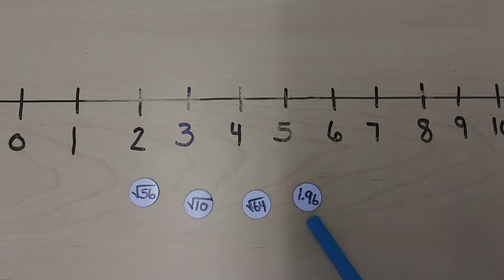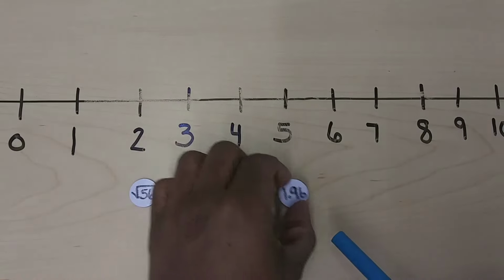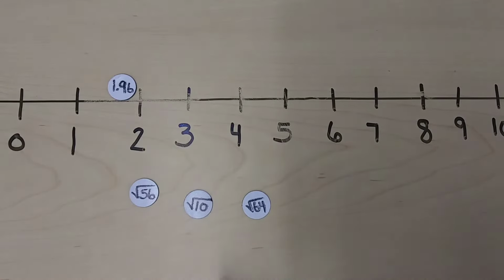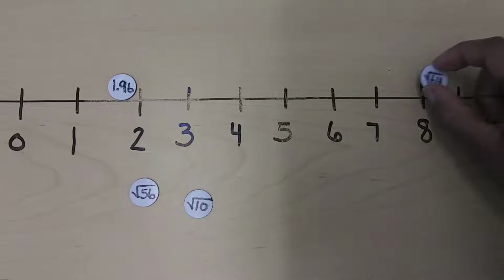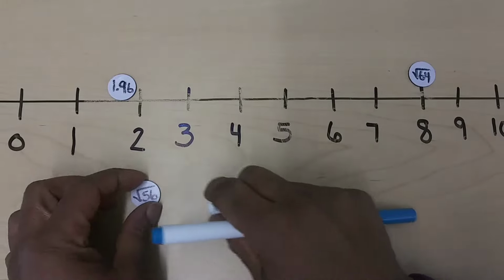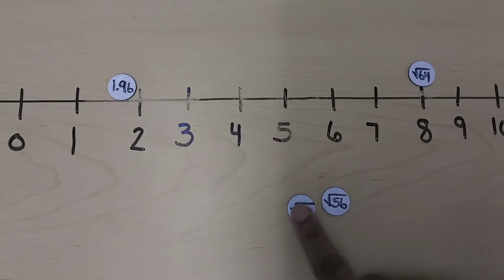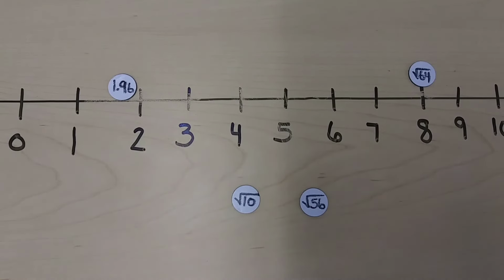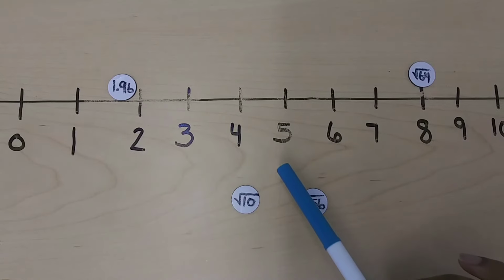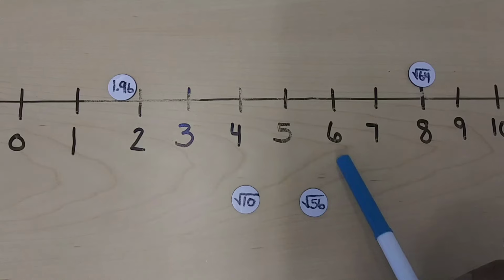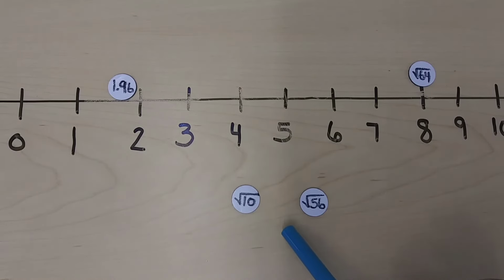I know 1 96/100 is between 1 and 2, but it's close to 2. The square root of 64 is a perfect square. It is 8 because 8 times 8 is 64. Now I have the square root of 56 and the square root of 10. I know the square root of 56 is greater than the square root of 10, but between which two consecutive whole numbers do these two irrational numbers lie?